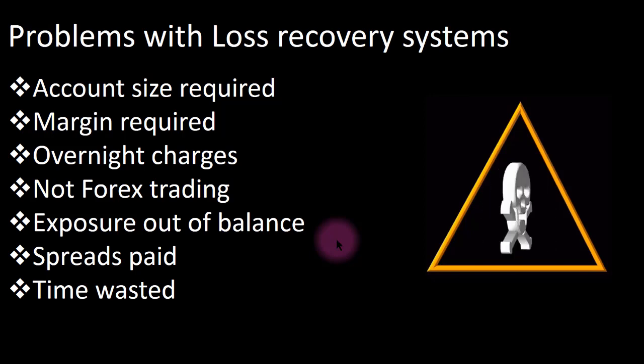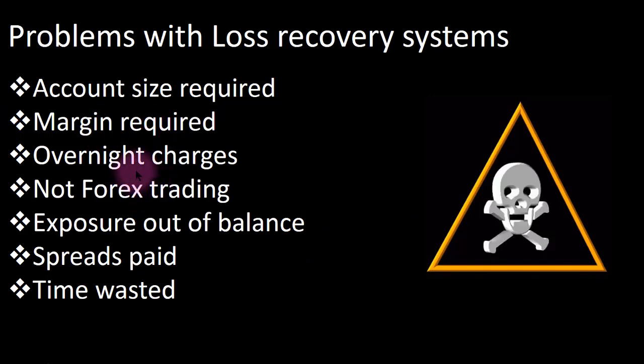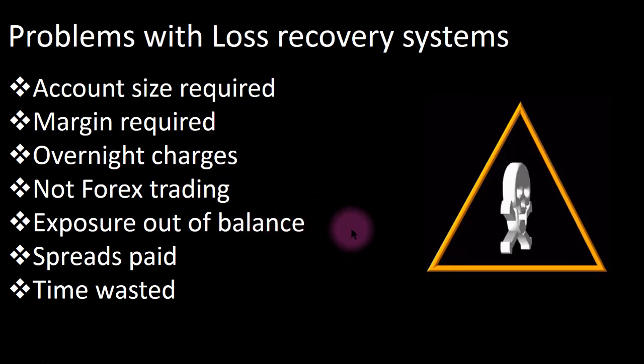You could end up having 200 times more in position sizing than you originally started. So your exposure starts getting totally out of balance. You get exposed to margin requirements, you get exposed to overnight charges, and everything is totally out of balance, because you're trying to recover $50 here. Your risk has increased to your whole account. Your whole account can actually get blown if the losses continue on and on and on.